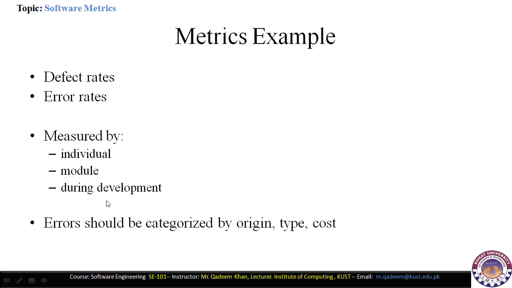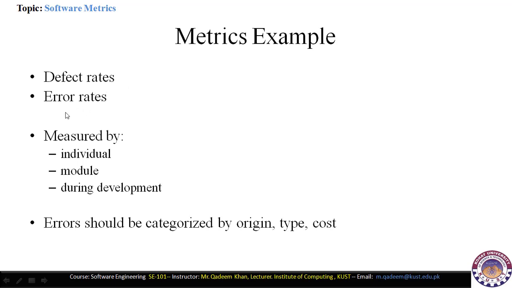Now, these are different examples of the metrics, that is, defect rates and error rates are different metrics. These are measured by individual module or during the development. Defect rates means the number of defects that occurred in the project, the defects that are identified in the project by the software quality assurance cells.